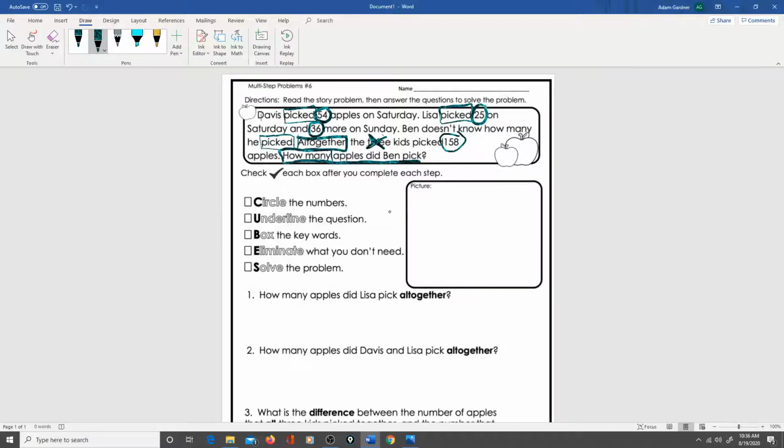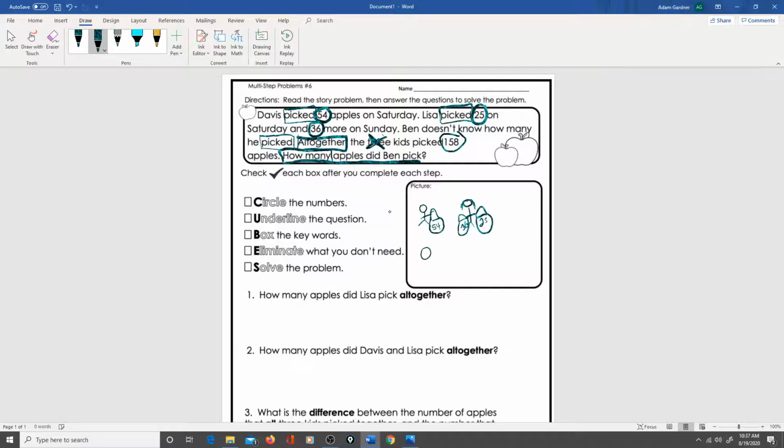Okay, and so we can draw a picture if we want, and we can just show Davis. Here's Davis, and he's got his little basket. And in his basket, I'm just going to write how many apples he has. And here's Lisa. Lisa has longer hair. Okay, so Lisa's over here. And she's got a basket. And I'm just going to write what she has. So she has 25. And then the next day, she picked and she had another basket. And that basket has 36.